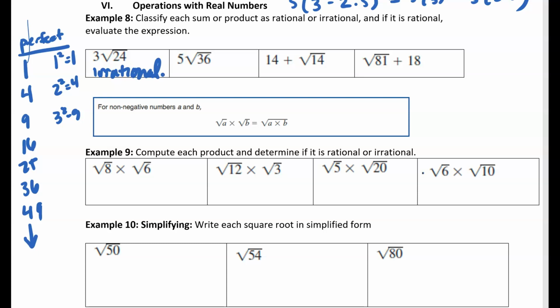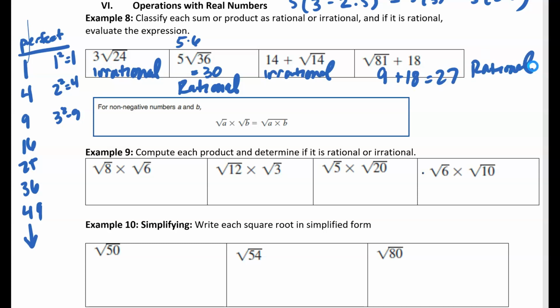Okay. Square root of 36 is 6. So this is like 5 times 6. So we can say this is 30. And so that would be a rational number since it's a whole number. This one right here, square root of 14. 14 is not a perfect square, so this number is going to be irrational. Square root of 81 is 9, so 9 plus 18 is 27, so that's a rational number. Okay.